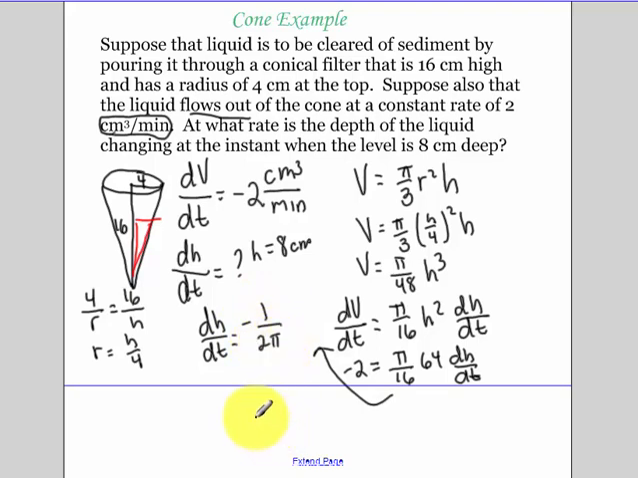Don't forget your units. If I give you units, give me units back. Don't make up units if I don't give you units. But if I give you units, give me units back. And those units are going to be, height. Since our volume was centimeters cubed, our height is in terms of centimeters per minute. And notice how, again, the height is decreasing. That's why my rate is negative.